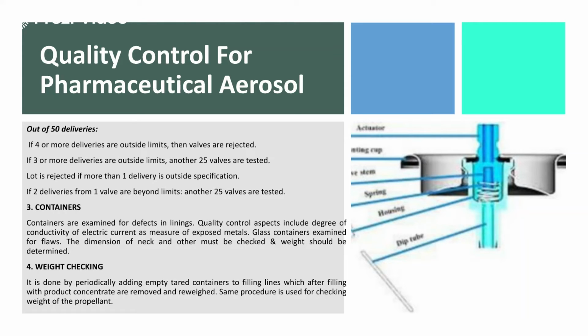If 3 or more deliveries are outside limits, another 25 valves have to be tested. The lot is rejected if more than 1 delivery is outside the specification. If 2 deliveries from 1 valve are beyond limits, another 25 valves need to be tested. So my dear students, it is very clear that out of the 50 deliveries, not more than 4 should go outside the limits which have been set for the medicament that needs to come out from the actuators once they have been pressed.